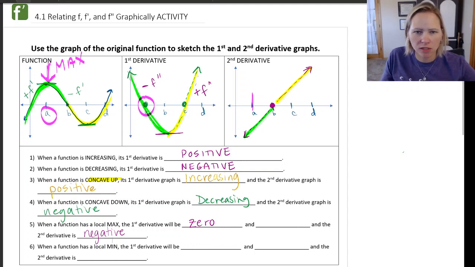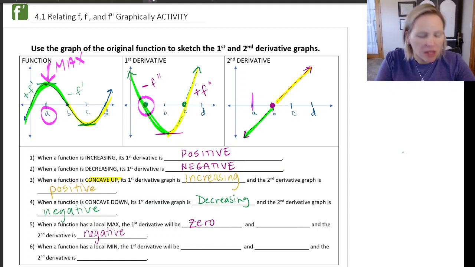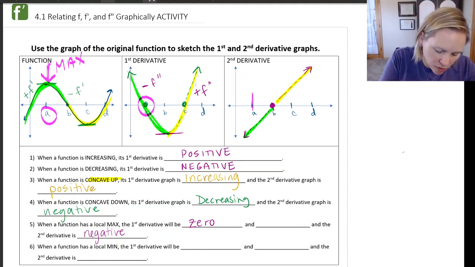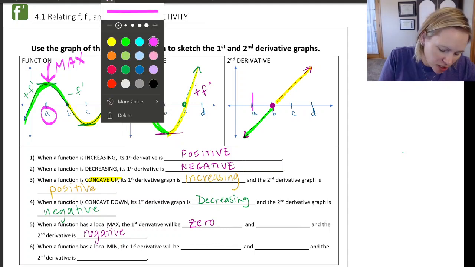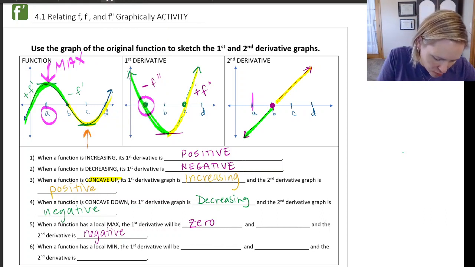Now, what goes into that other blank? Well, let's talk about what's happening at my local max. There's a couple things that I need to realize here. In my first derivative, in order to be a maximum, I have to have something else happening on my graph. And before we identify what that specifically is, let's take a look at the local minimum and see what's happening there. And then maybe we can draw some conclusions about what goes in that second blank. Let's use orange. So here I have a local minimum at point C.